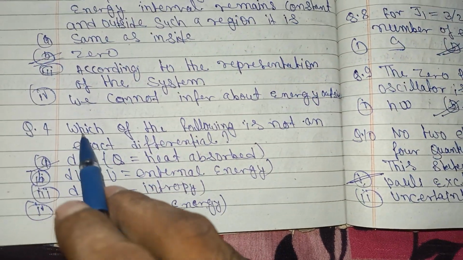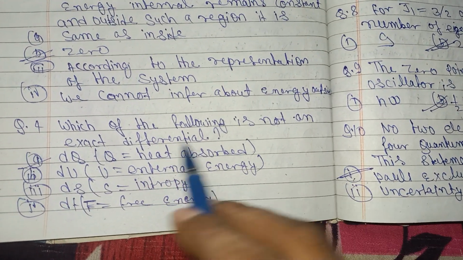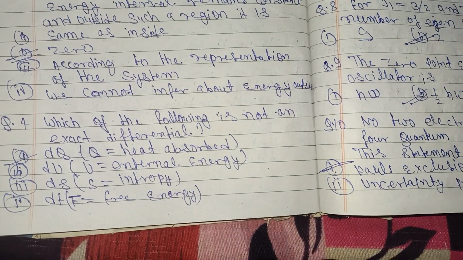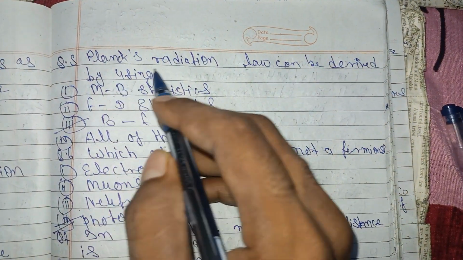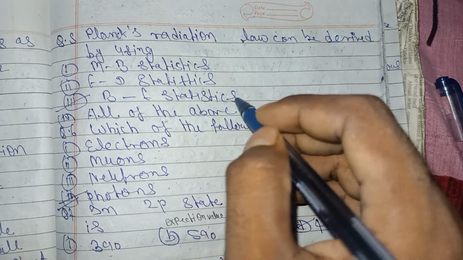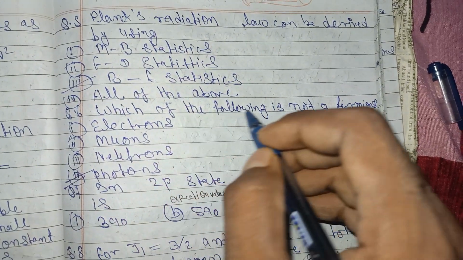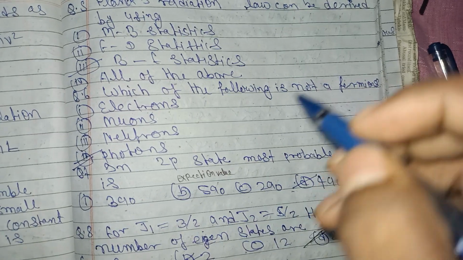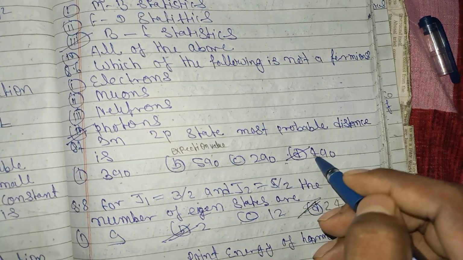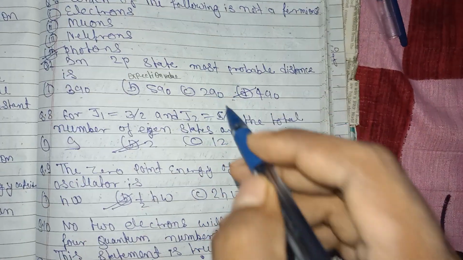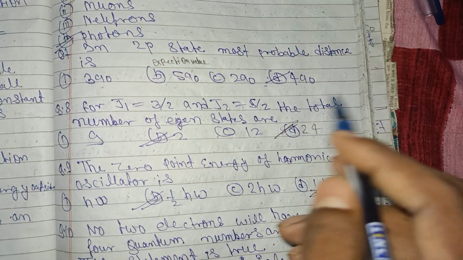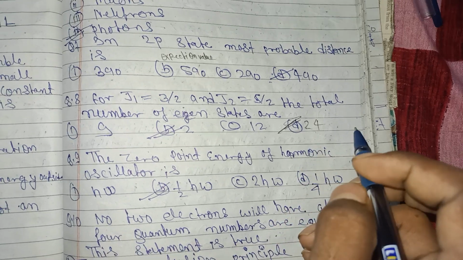Question number 4: which of the following is not an exact differential? dq, where q is heat absorbed. Question number 5: Planck's radiation law can be derived using BE statistics. Question number 6: which of the following is not a fermion? Photons. Question number 7: in a 2p state, the most probable distance is 4a0. And question number 8: for j1 equal to 3 by 2 and j2 equal to 5 by 2, the total number of eigenstates is 24.